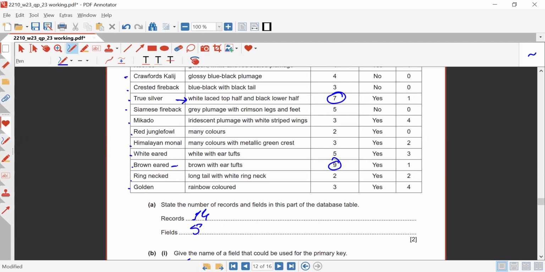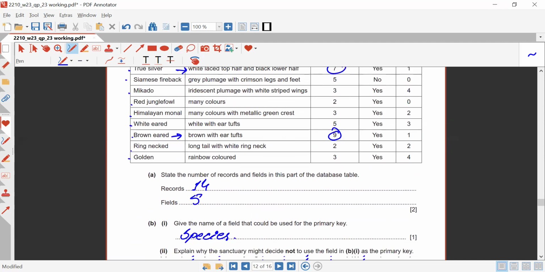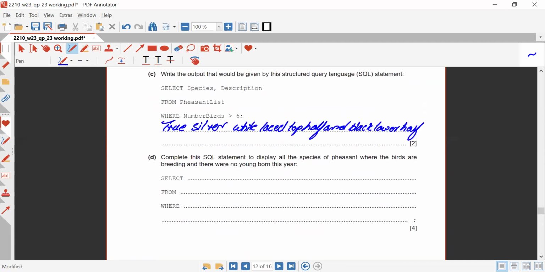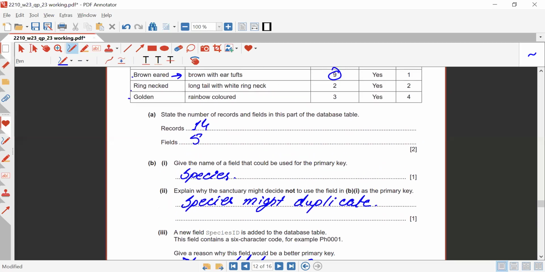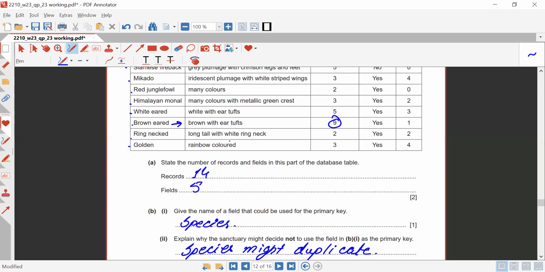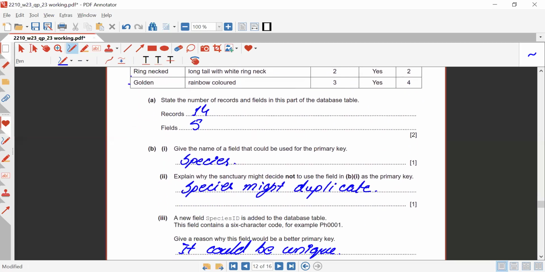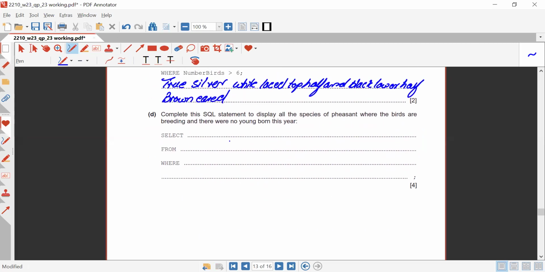Okay, what is the other one? The other one was this one, brown eared. So we are going to write it down with the brown eared. Now, what will be the description for the brown eared? Brown with ear tufts.